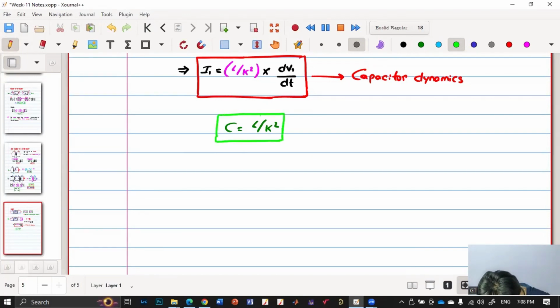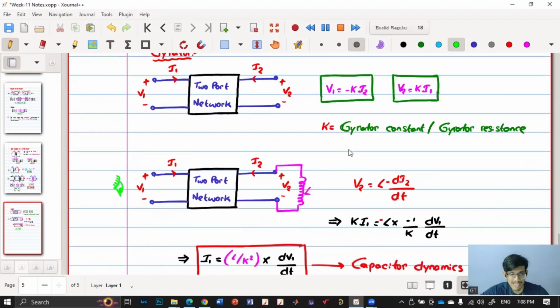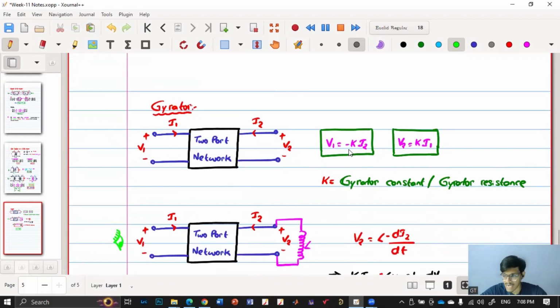Similarly, if I connect a capacitor over here, and look at the input port, it looks as if there is an inductor connected at the input port. So we can use this application to emulate inductors without using an inductor. If in any circuit we need an inductor, we can connect this circuit with a capacitor so that it will act like an inductor without actually using any inductor. So this is just a basic understanding about the gyrator circuit.